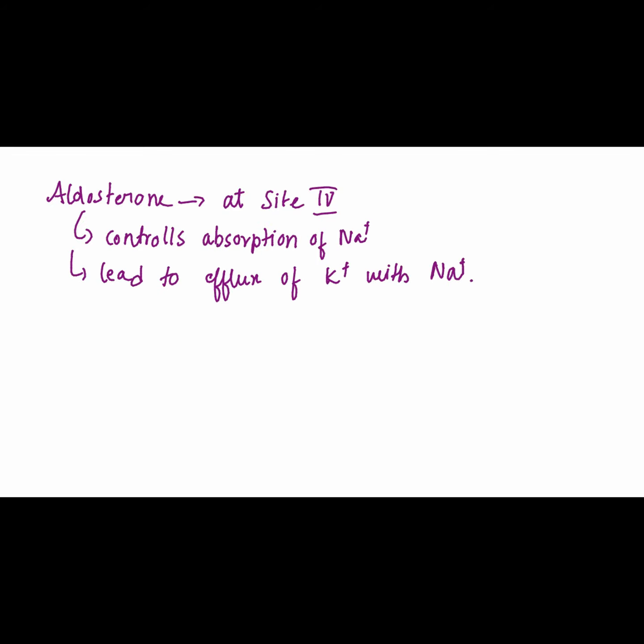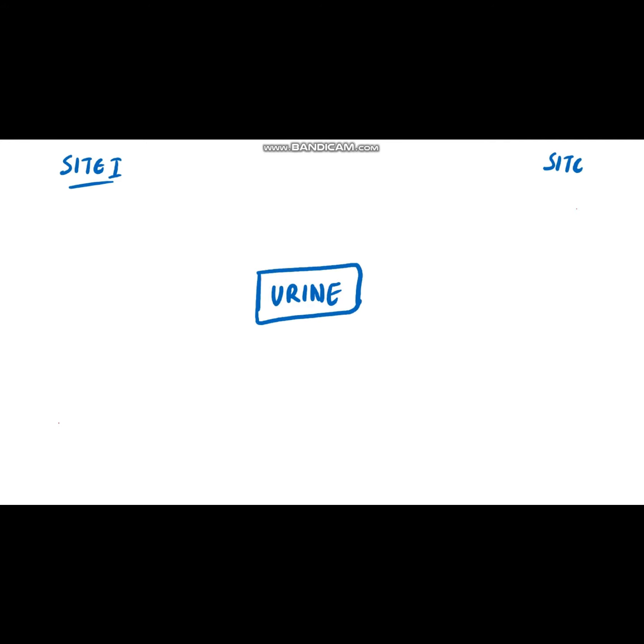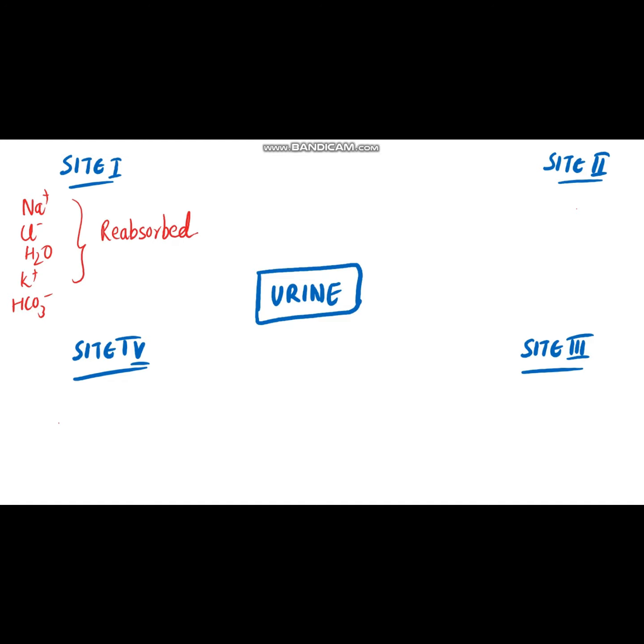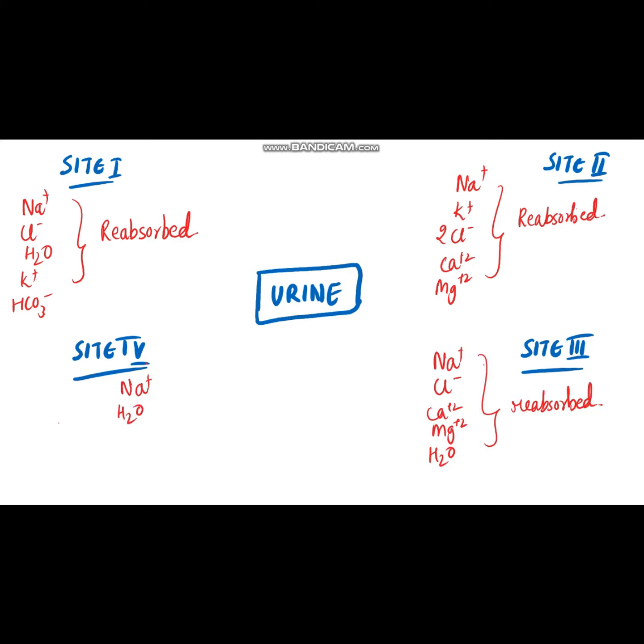Now one last thing, let's summarize. Site 1, sodium, chlorine, water, potassium, HCO3 reabsorbed. Site 2, sodium, potassium, 2Cl, calcium, magnesium reabsorbed. Site 3, sodium, chlorine, calcium, magnesium, water reabsorbed. And site 4, sodium and water are reabsorbed.